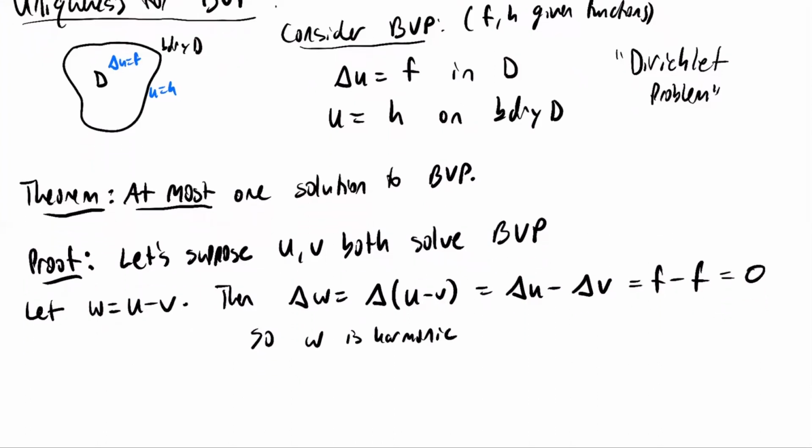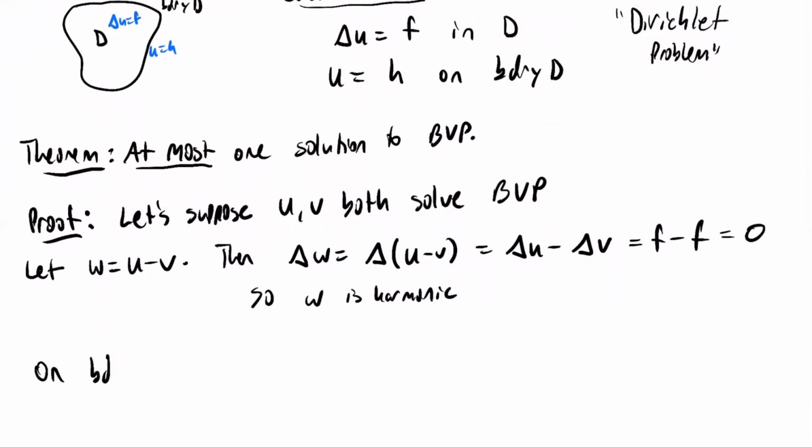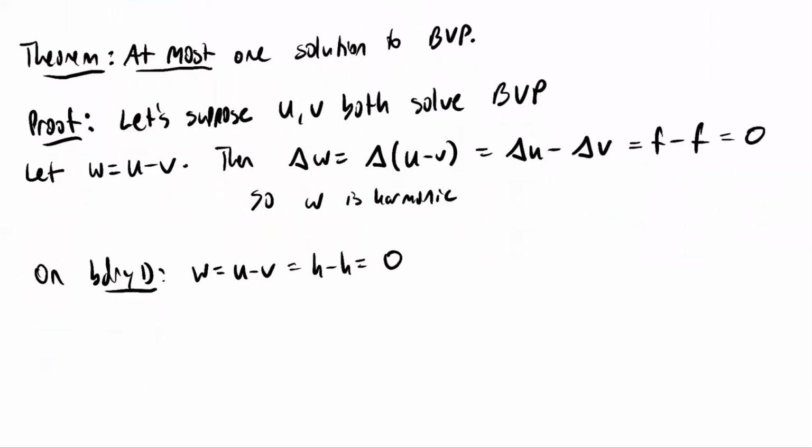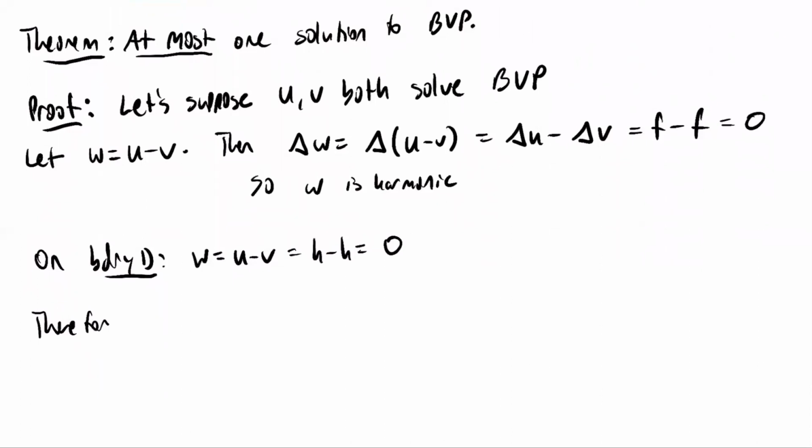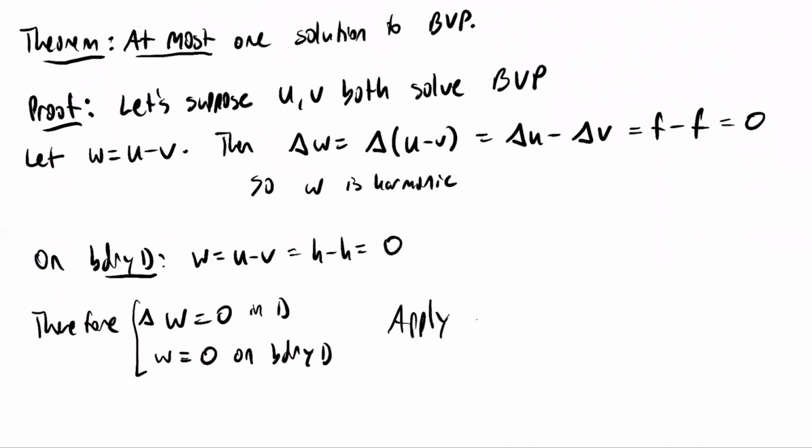Also note what happens on the boundary. On the boundary, w is equal to u minus v. At each boundary point, u and v are both equal to h because they solve the BVP. So this is equal to h minus h, which is 0. And so therefore w is a harmonic function with w identically equal to 0 on the boundary of D. And so we're just going to apply the maximum principle.